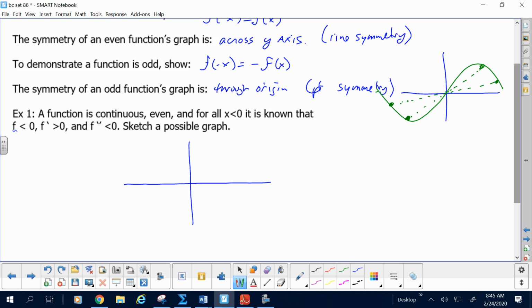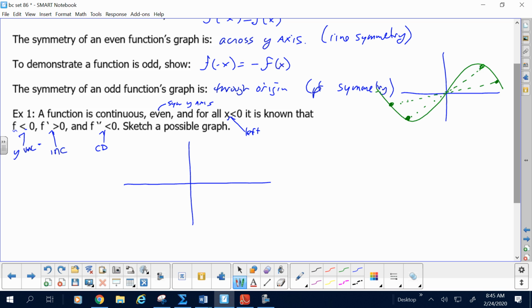All right, ready? What does even imply? Symmetric about the y-axis, yeah? And what kind of region are they giving us about? X less than 0. What do you interpret that to be? The left side of the y-axis, yeah? Left of the y-axis, we know that f is less than 0. What does that mean? Y value is negative. Below the y-axis, the derivative is positive, implies increasing, and f double prime negative implies concave down.